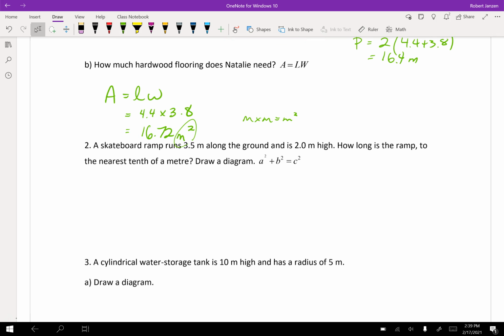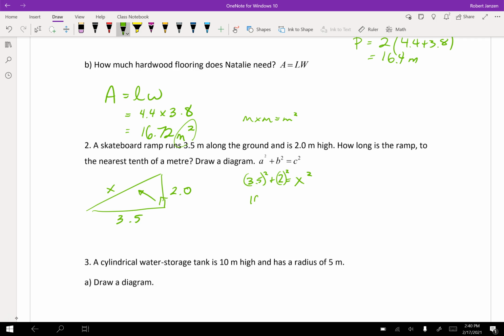All right, let's see if you remember Pythagoras. A skateboard ramp runs along 3.5 meters on the ground, and is 2 meters high. How long is the ramp? Okay, so putting these into Pythagoras, remember that the long side is always across from the 90-degree angle, so that's going to go where C is, and then the other 2 are A and B, and it doesn't matter what order we do that in.